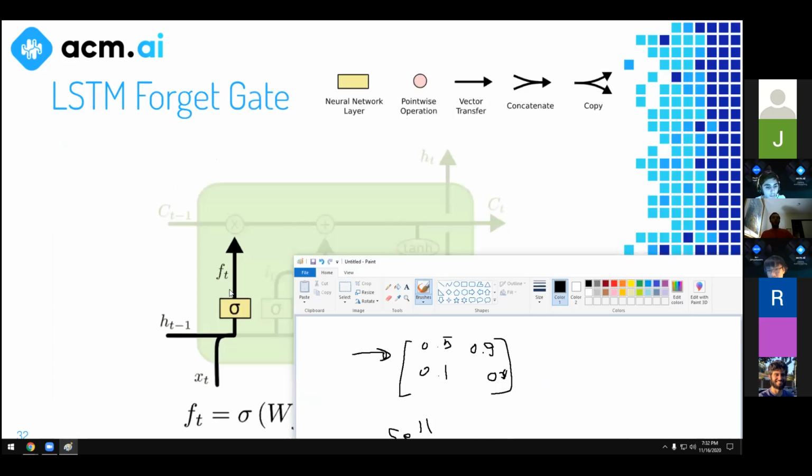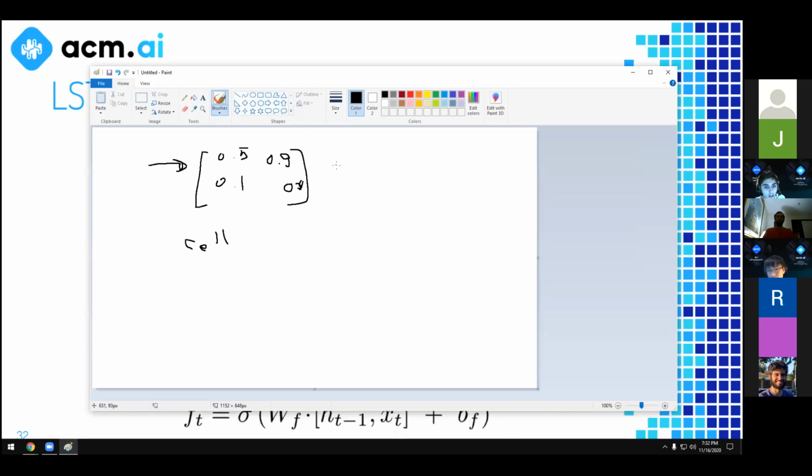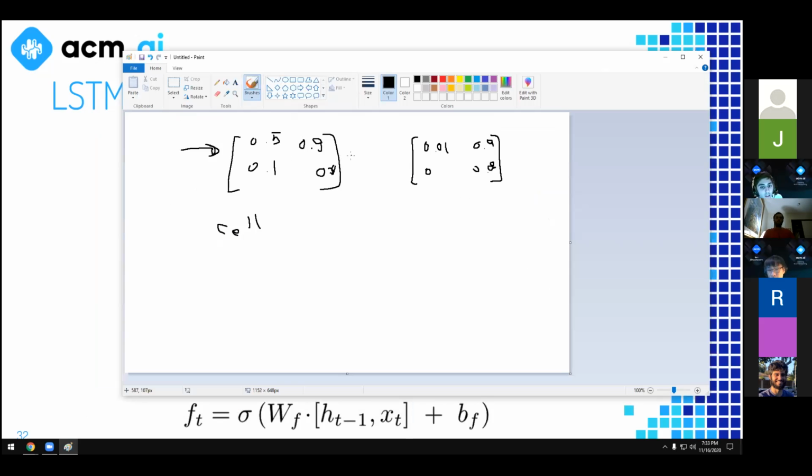And then the thing that's coming into it is going to be some other matrix that's also 2 by 2. It has the same dimensions, and it's going to be a heat map of values between 0 and 1. So let's say this value is 0.01, this one's 0.9, this one's also 0.8, and this one's just 0. Then what you do at this step is element-wise multiplication. This value multiplies with this value, and you do that for all of them, and then you get another 2 by 2 matrix out at the end.